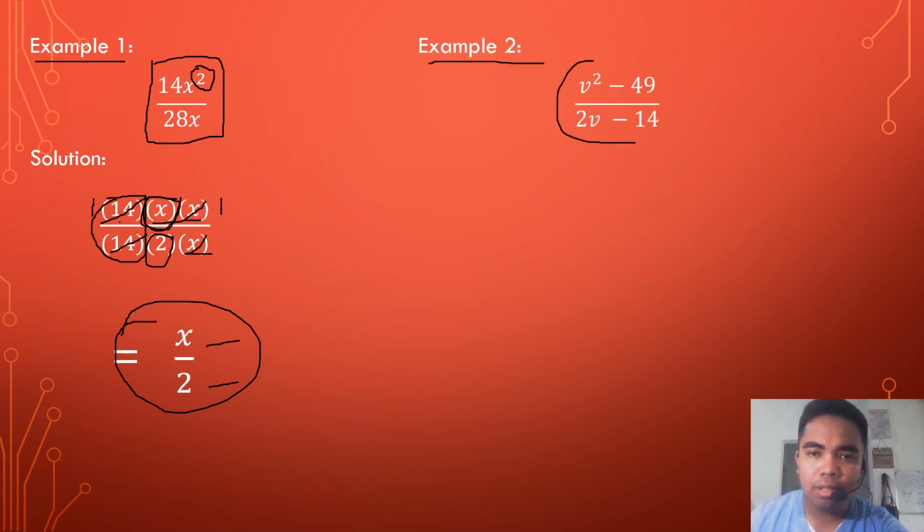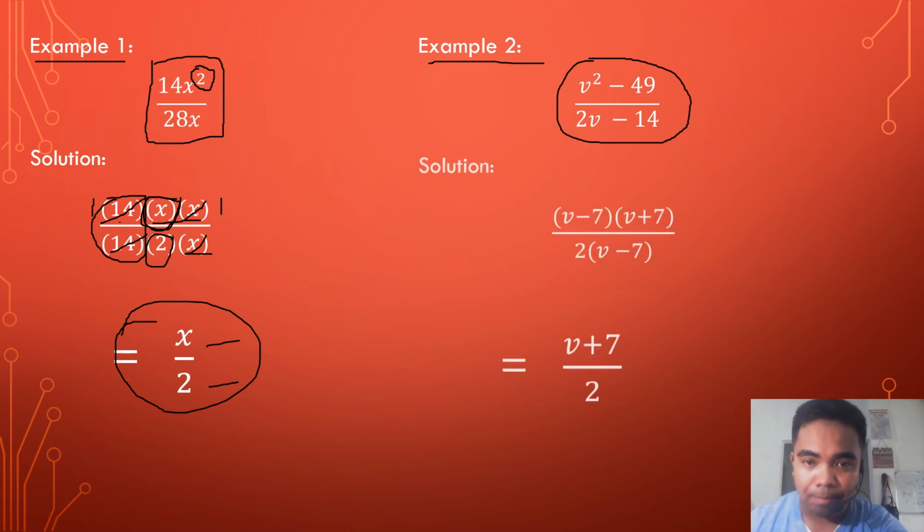We have v squared minus 49 over 2v minus 14. So, we have here binomial over binomial. Kung titingnan natin kung anong klaseng factoring method ang pwede natin ma-apply, sa numerator, ang pwede natin ma-apply is difference of two squares. Sa denominator naman, ang pwede natin ma-apply is the greatest common monomial factor. Ito yung solution niya.